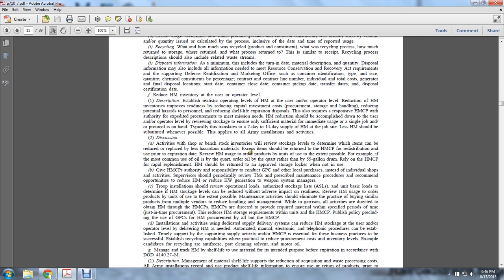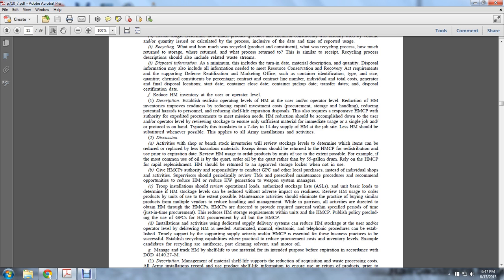2. Discussion. Activities within the shop, with bench stock inventories, will review the stockage levels and determine whether the item can be reduced or replaced with a less hazardous material. Excess items should be returned to the hazardous material control center or control program for redistribution prior to the expiration date.